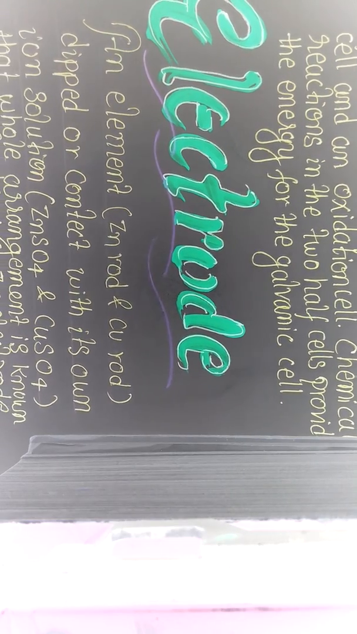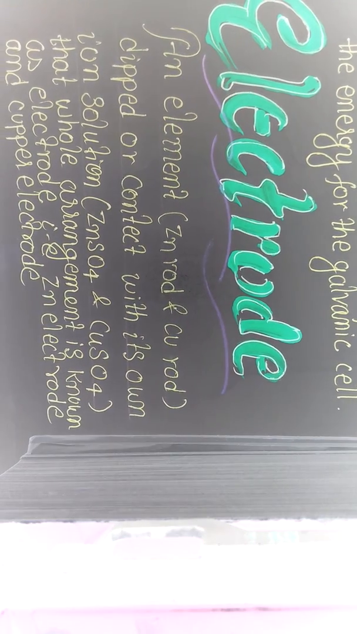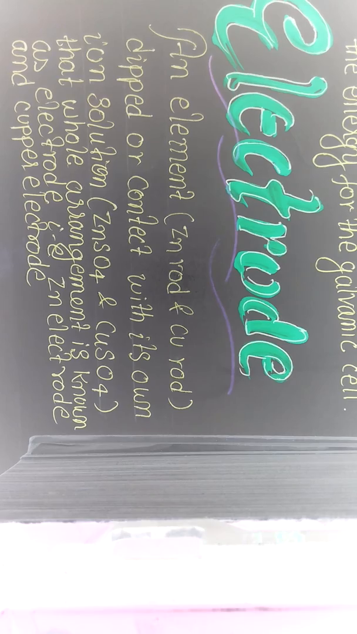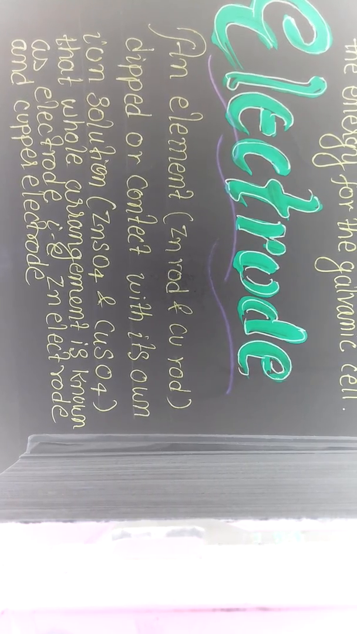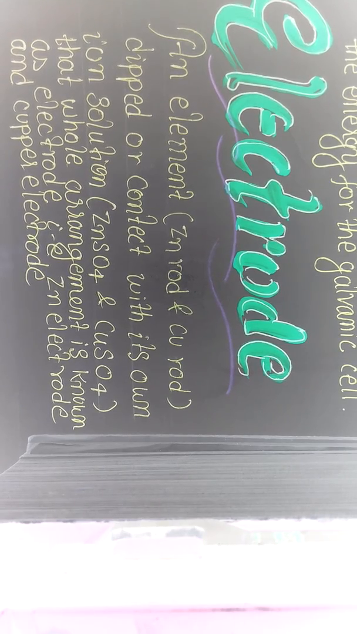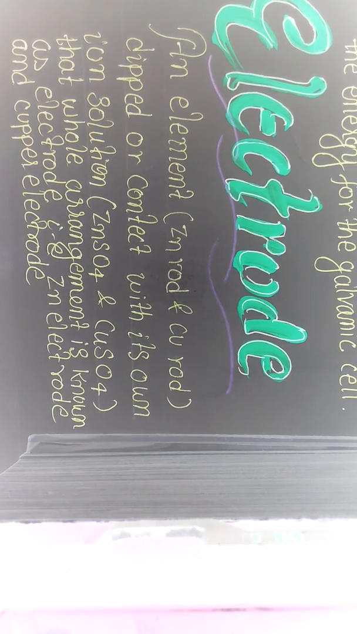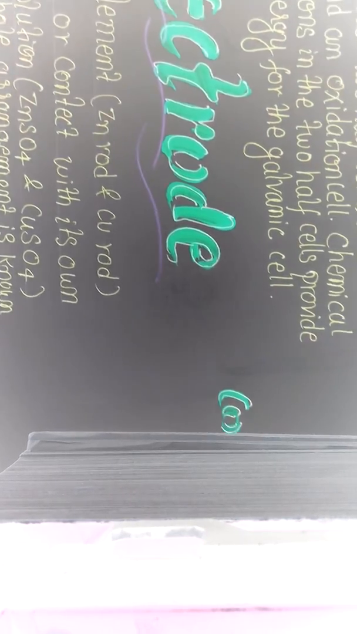What do you mean by electrode? An element, that is a zinc rod or copper rod, dipped in or in contact with its own ion solution, that is ZnSO4 and CuSO4. That whole arrangement is known as an electrode, or we can say zinc electrode and copper electrode. From the diagram we can understand in brief what we mean by zinc electrode and copper electrode.